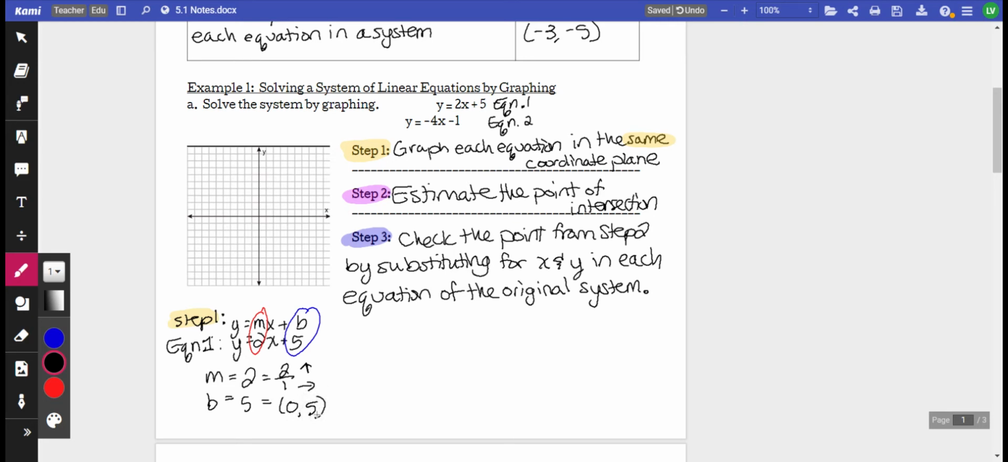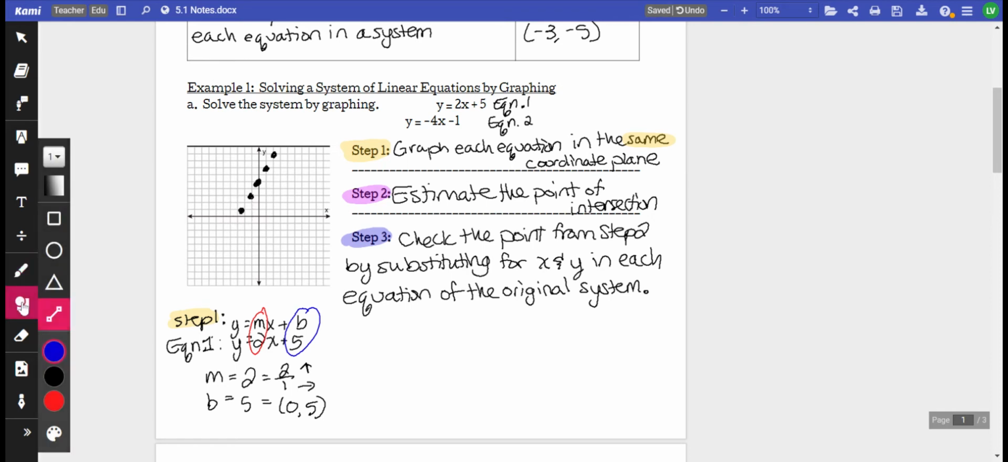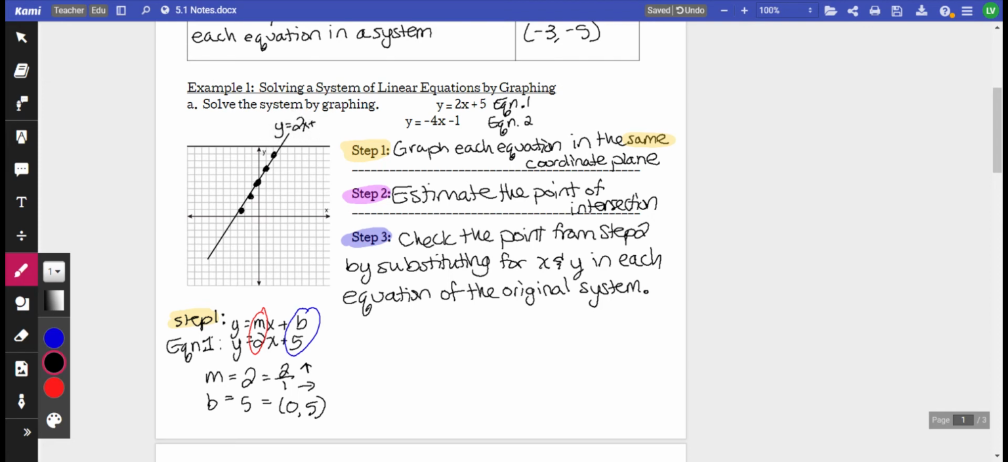So I'm going to graph this. 0, 5. I start at the origin and go up 5, 1, 2, 3, 4, 5. Then I'm going to use my slope of going up 2 to the right 1. If you wanted, you could do the inverse: start at the y-intercept and go down 2 to the left 1. Then I'm going to connect my points and label this y equals 2x plus 5.